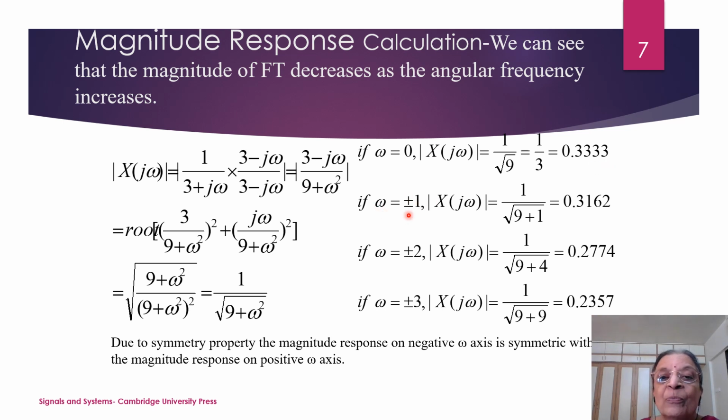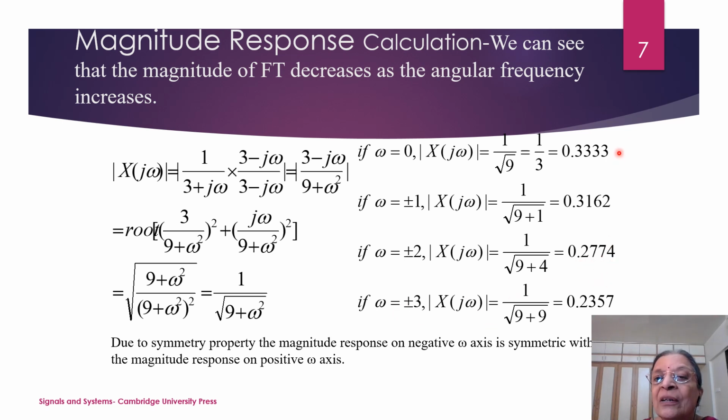Now omega equal to plus or minus 1, because this will exist for plus values of omega and exactly symmetrical values will exist for minus omega. So omega equal to 1 means omega square will be equal to 1, so 1 upon under root of 10. This is 0.3162. Omega equal to plus or minus 2, just simplify 2 square, so here it is 0.2774. Then omega equal to plus or minus 3.